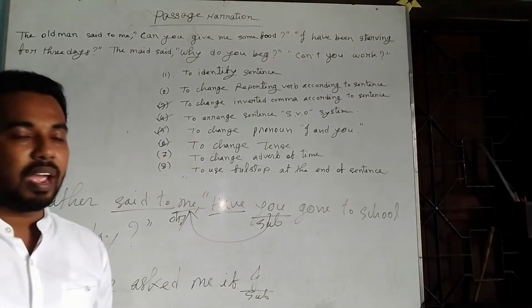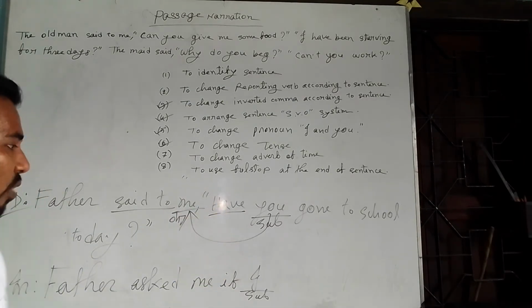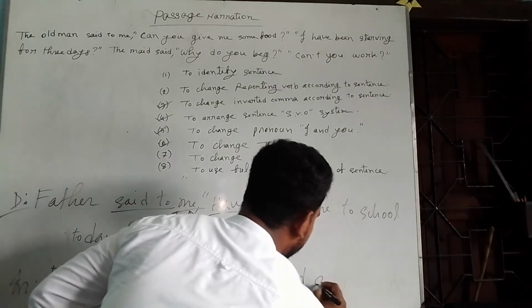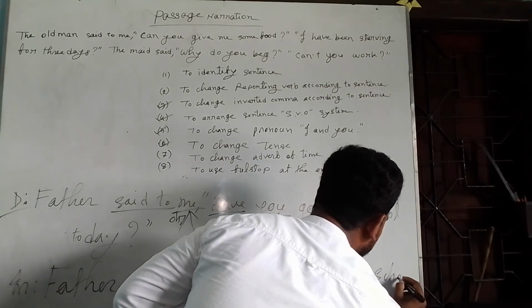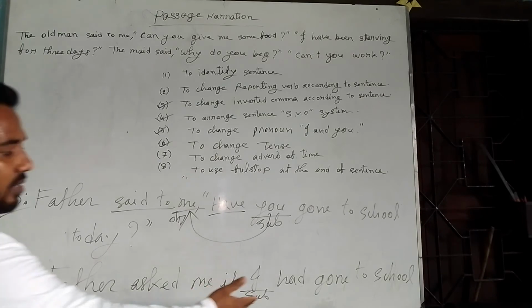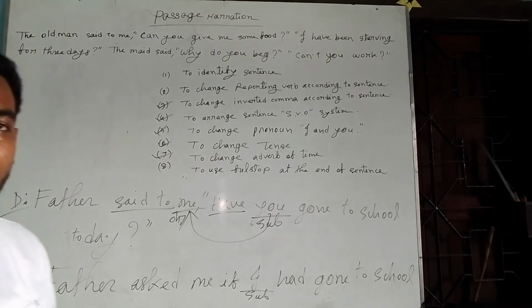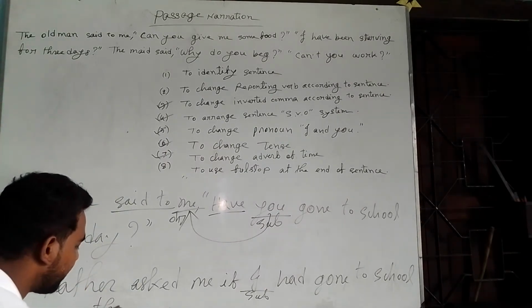So we also have to change the auxiliary verb. Here the auxiliary verb have will be had. Gone to school. Dear student, I have changed the tense. After that, rule number 7, to change the adverb of time. Here you can see today is one kind of adverb of time. We have to change this. Today will be that day.